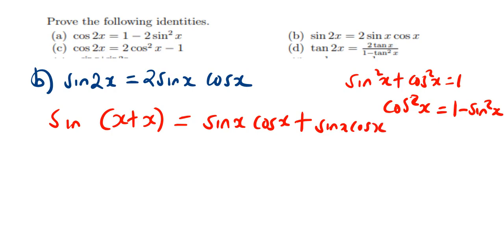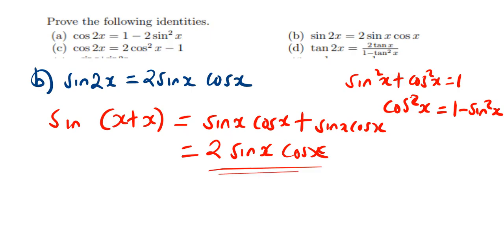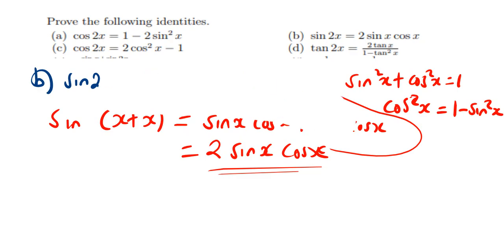Now because these two are the same, this is just the same like you're adding x plus x. X plus x just gives you 2x. Okay, so that's what we're also going to have. We're just going to have 2 sine x cos x. So this will be our final answer, and this is equal to that. So that's how you solve B.